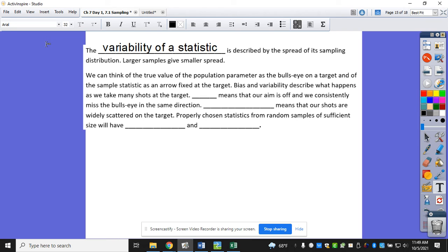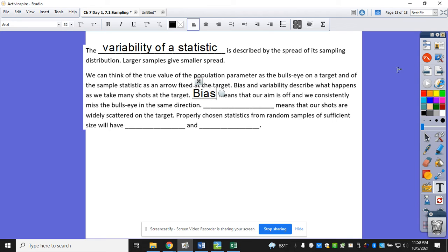So this paragraph's pretty obvious. We can think of the true value of the population parameter as like the bullseye on a target, and the sample statistic is arrows that we hit trying to aim for that target. So bias and variability describe what happens as we take many shots. Which one would mean that our aim is off and we consistently keep missing in a certain direction? Bias.